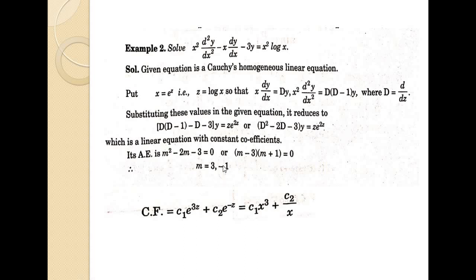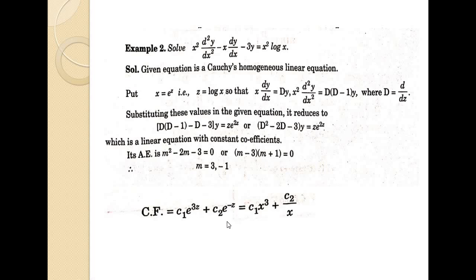3 and minus 1 are the roots of the auxiliary equation. If we observe, the roots are real and distinct. Therefore, the complementary function is given by c1 e power 3z plus c2 e power minus z, because the complementary function should be in terms of the independent variable. We are solving a linear differential equation with constant coefficients in the variables y and z, with z as the independent variable and y as the dependent variable. So the complementary function will be in terms of the independent variable involved.